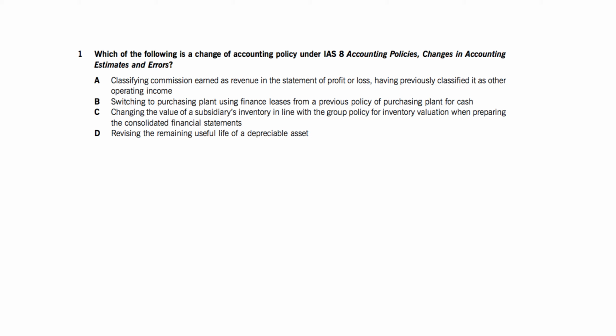So A, classifying commission earned as revenue in statement of profit and loss, having previously classified it as other operating income. Now, we don't have to go too far here because that is a change in the classification of something. So presentation will have changed there, and that is a change in policy. So we've changed the presentation of revenue from profit and loss to other income, so that is a change in policy. Let's just confirm why the other ones aren't.